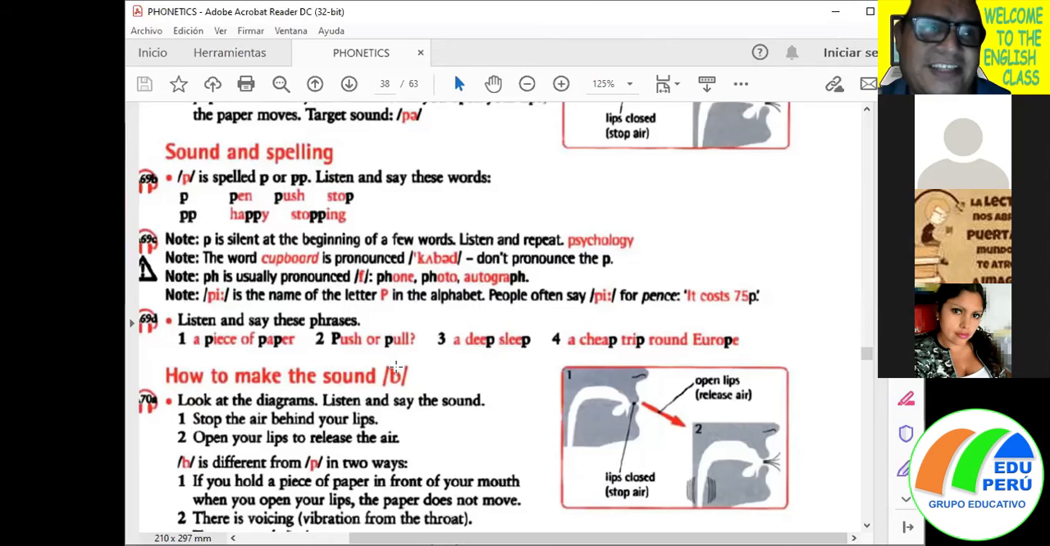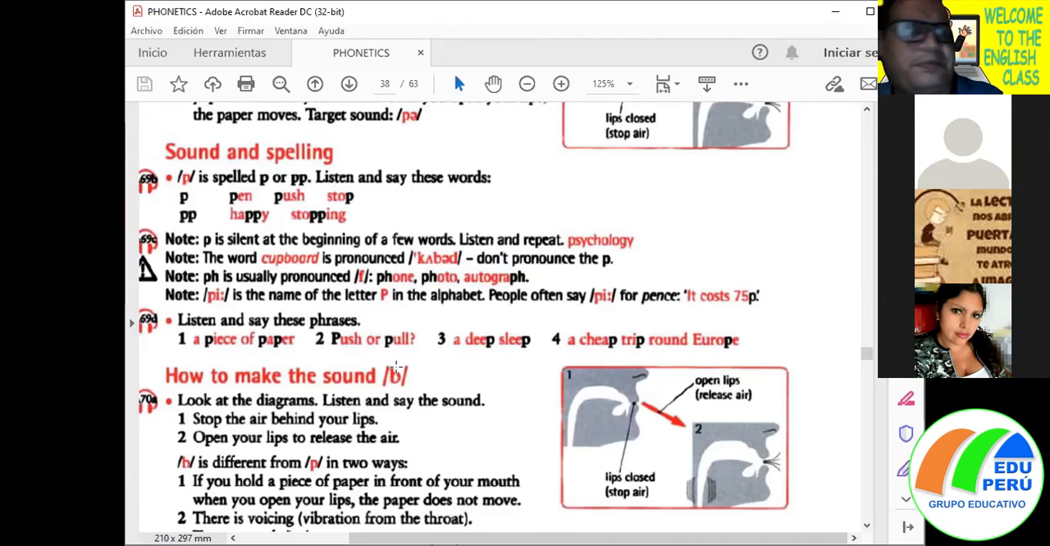We have 26 letters, but we have more than 40 sounds. So it means that we have more than 40 symbols which represent sounds. Don't forget about it. Don't get confused: the alphabet of the spelling and the alphabet for pronunciation, that is followed by the IPA, the International Phonetic Alphabet. Another note says people often say P for pence.